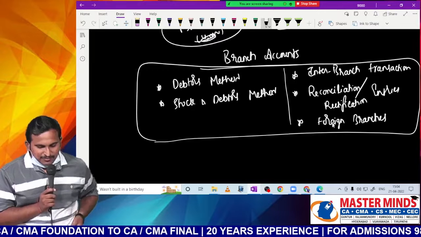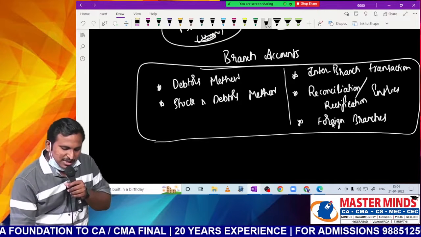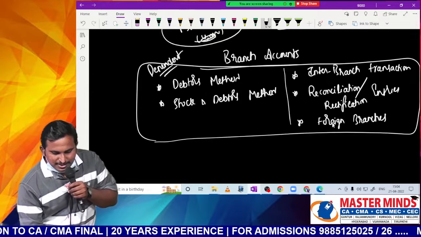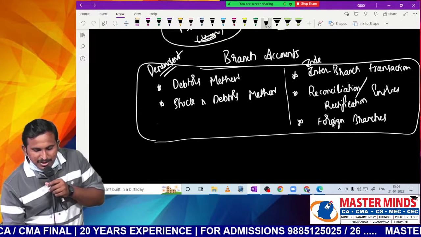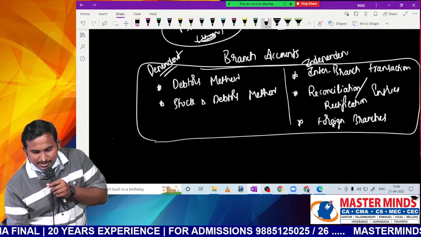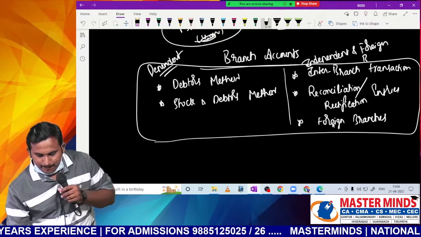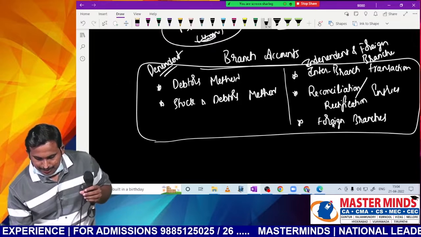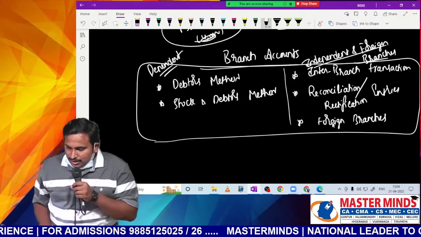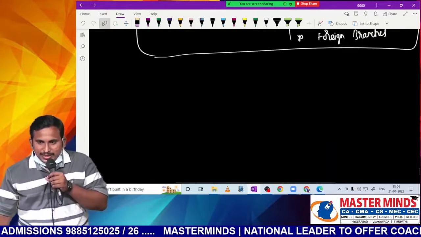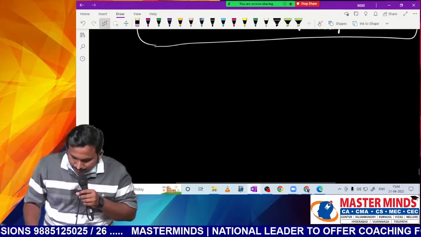So let me start with the first one. Now these 2 aspects are from dependent branches, sir, whereas these aspects are from independent and foreign branches. So first, let me start with dependent branches and that too the debtors method. Okay.